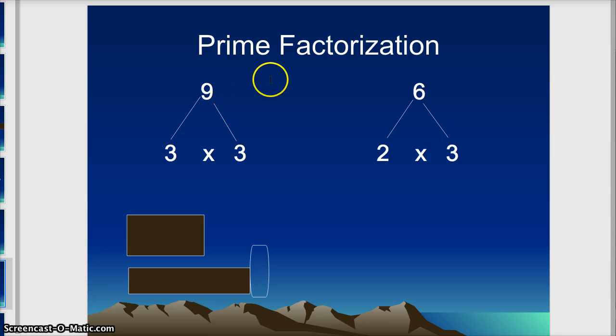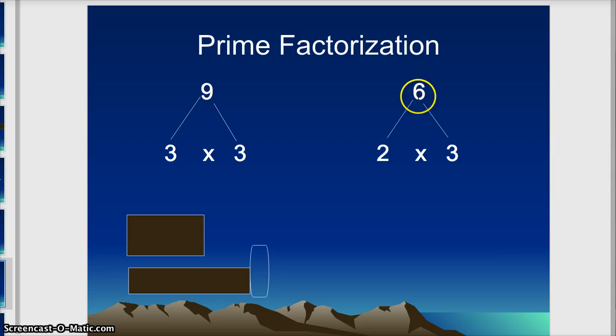So I have 9 and 6, and I'm being asked to find the LCM between 9 and 6. So I can use prime factorization to help me find the LCM. I know that, of course, 1 times 9 equals 9, but like I said, that doesn't help me at all. I'm just going to have to do this step again. So I need to find the other prime numbers that are factors of 9. And I know that 3 times 3 equals 9, and 3 and 3 are both prime numbers.